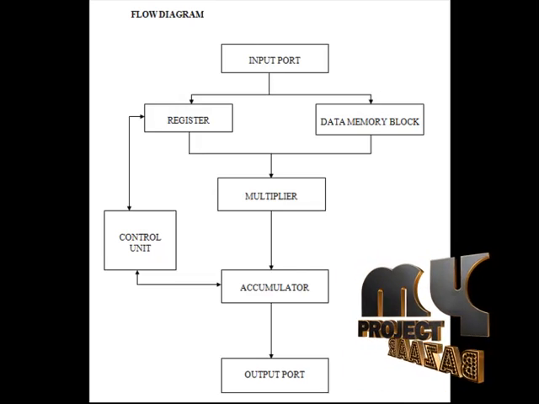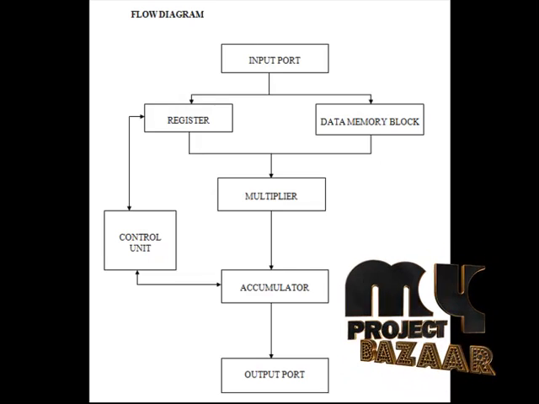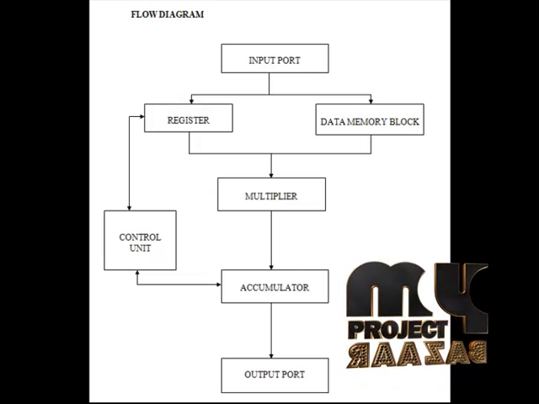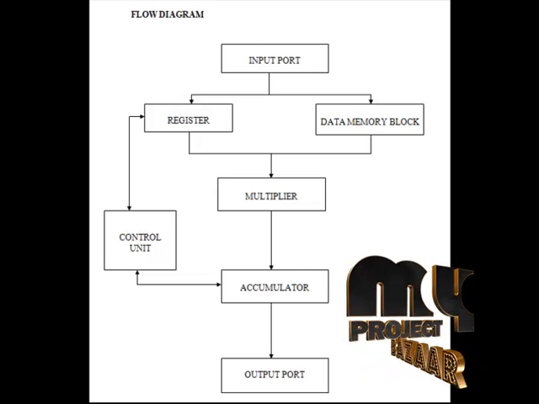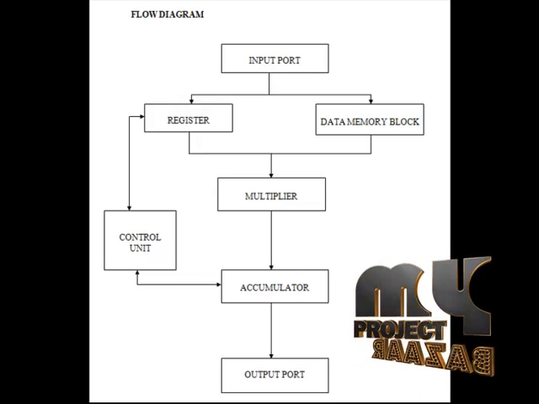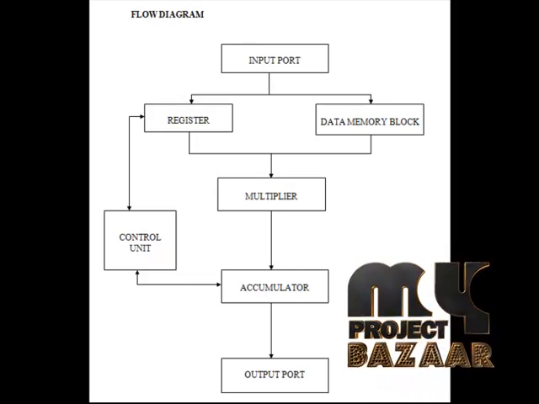The multiplier multiplies the two input ports. The multiplier's bit output is passed into the accumulator. The accumulator adds all the multiplier outputs, and then finally generates our outputs. The register and accumulator are controlled by the control unit. The control unit is mainly based on our select bit.